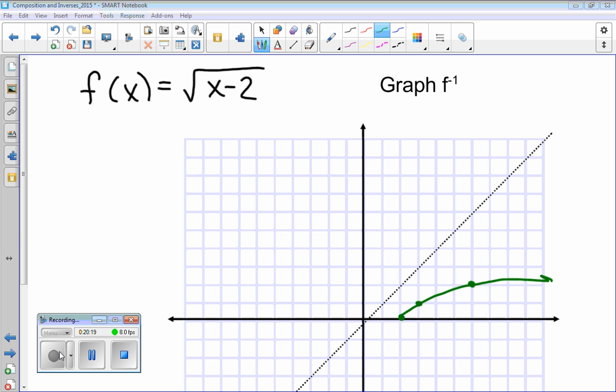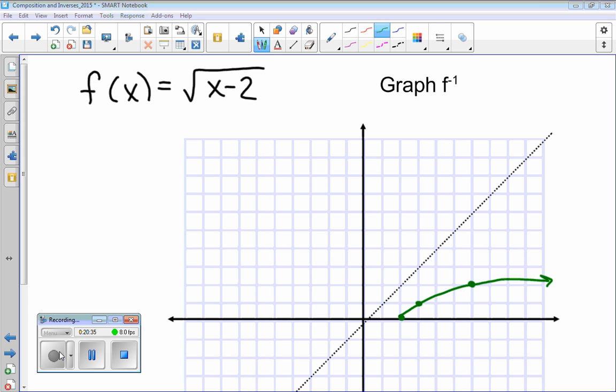So hopefully this is what you found. I want you to be very specific about some of your coordinates. Again, use your table on your calculator if you need to. Plug it in. You should see the point (2, 0).